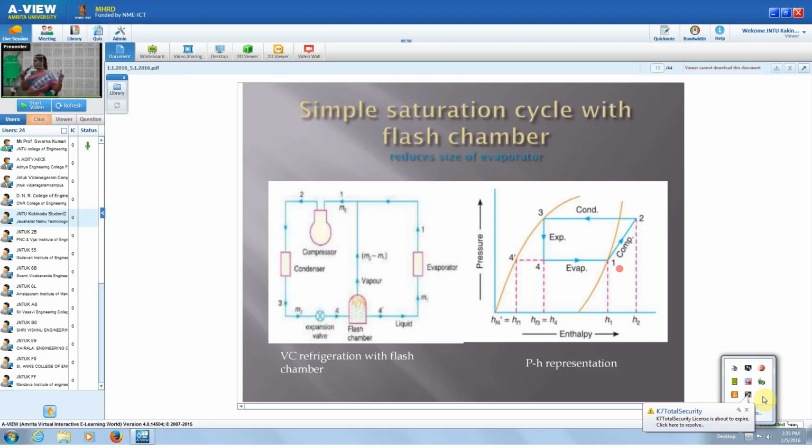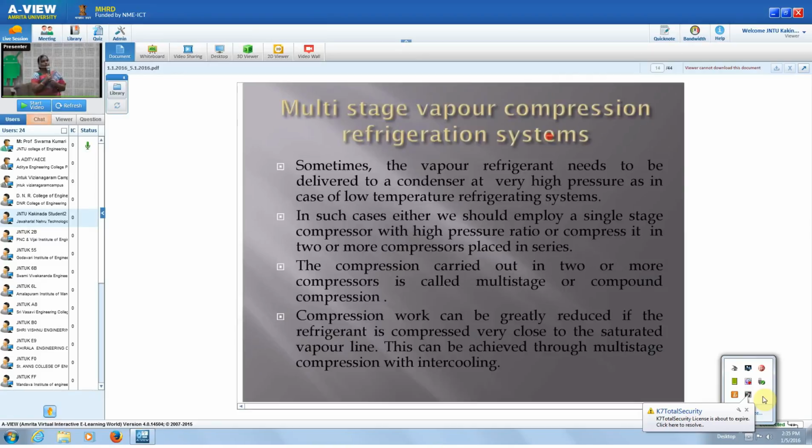Okay. The main advantage of this is it will reduce the size of the evaporator required, by installing a flash chamber between the evaporator and the expansion valve. Next.